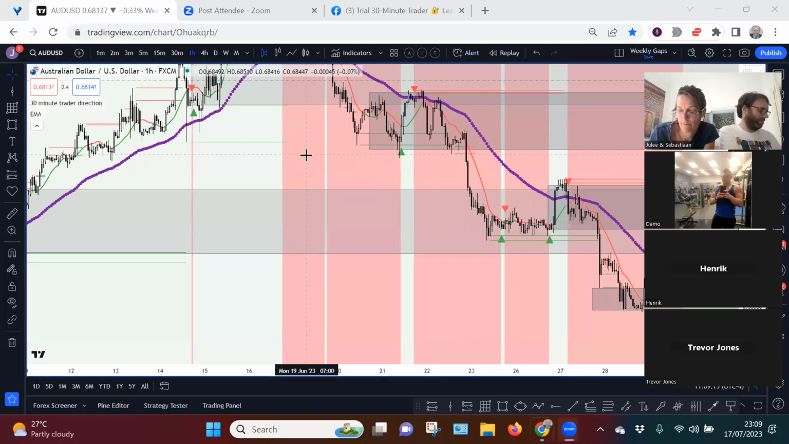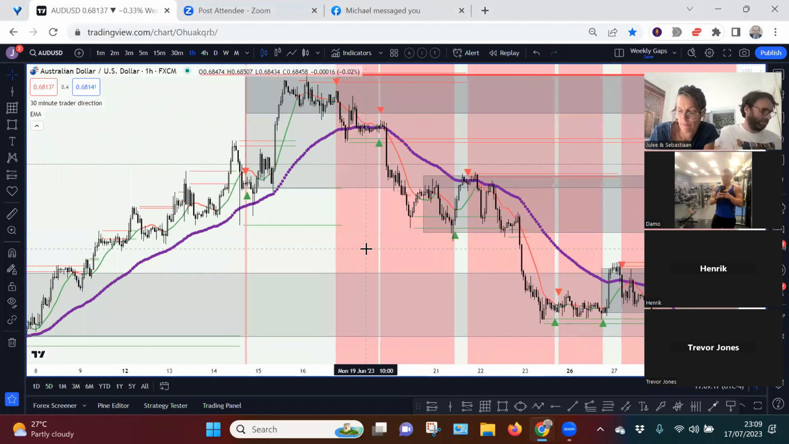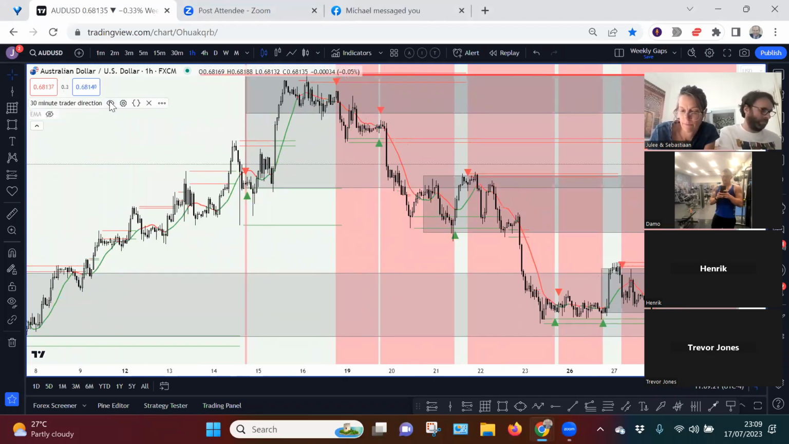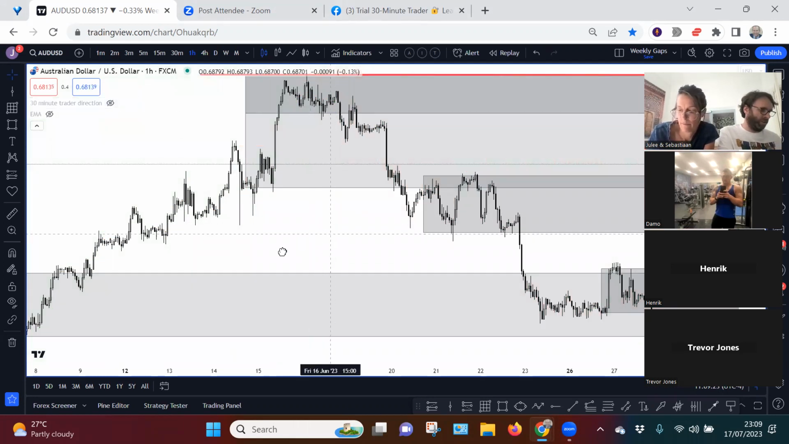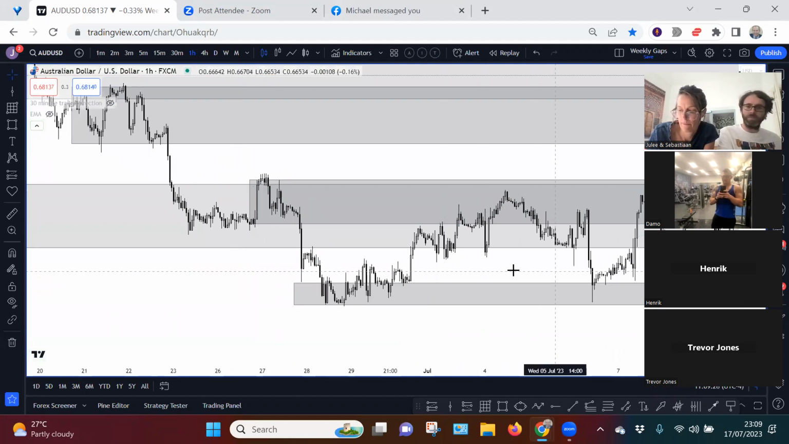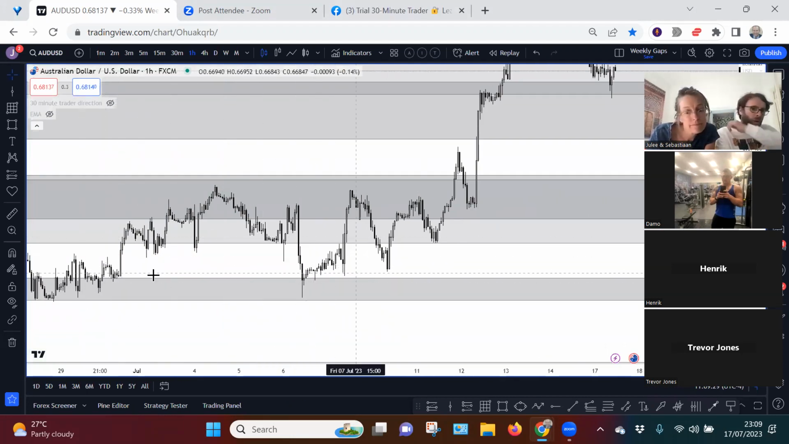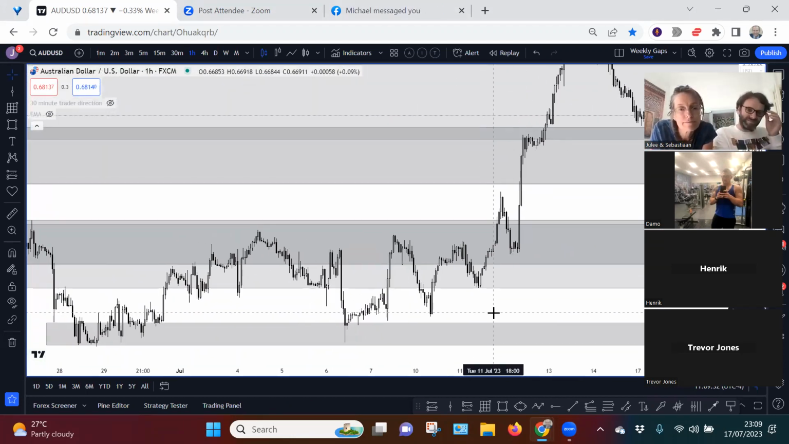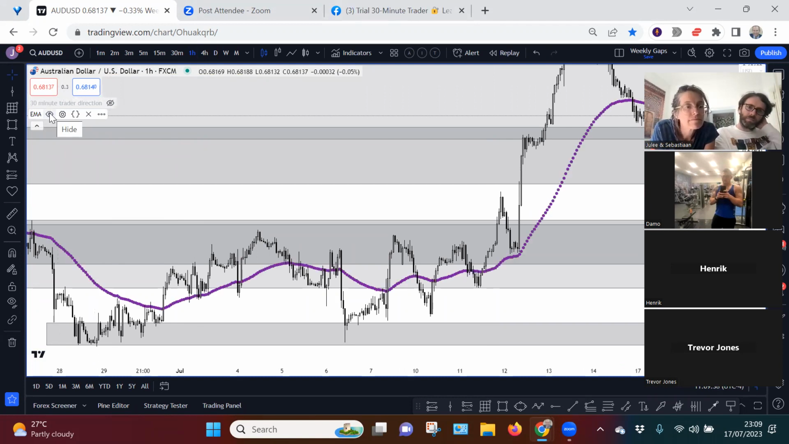So let's see what we could do. Let's remove all this stuff. We've got the high, and we did the fib tool. The fib put a reversal round about here. Well, we're on the 1 hour time frame. Let's say we had this. How could this help us? We're looking to see how it goes up and bounces.